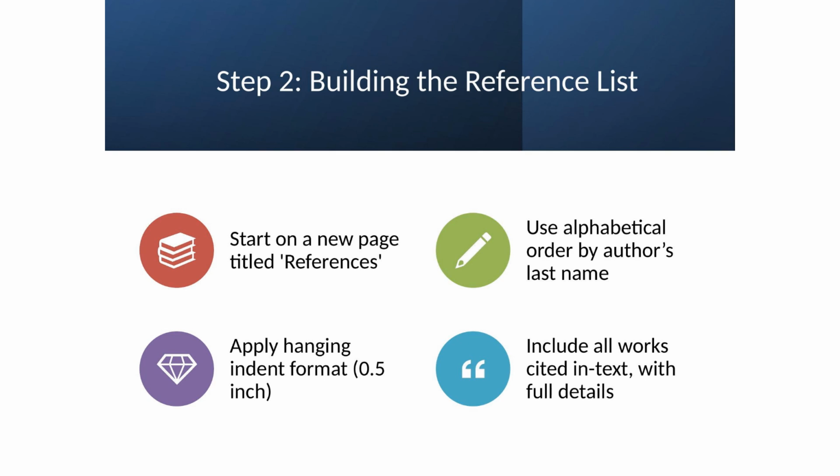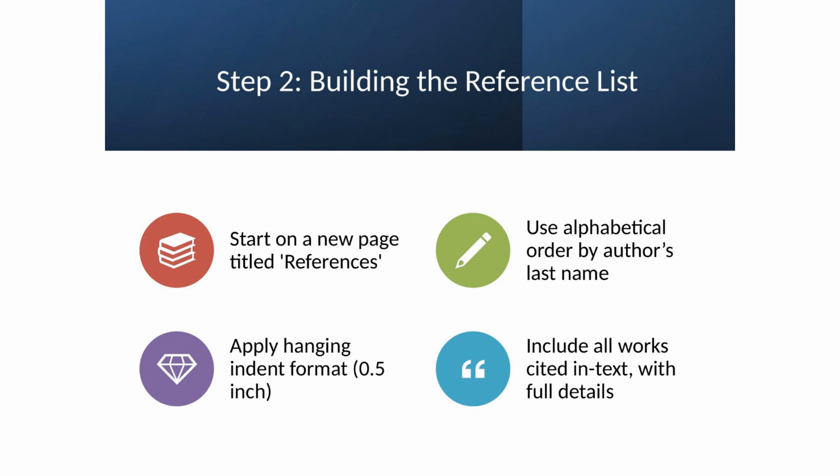Your reference list should begin on a new page with the title References centered and bolded. List all sources alphabetically by the surname of the first author. Entries should be double-spaced with a hanging indent of 0.5 inches. This means all lines after the first in each entry are indented. The format for different sources varies, but always include the author, publication year, title, and source.